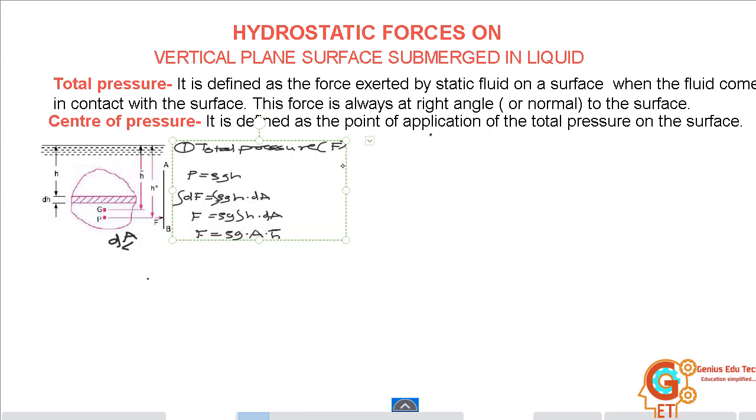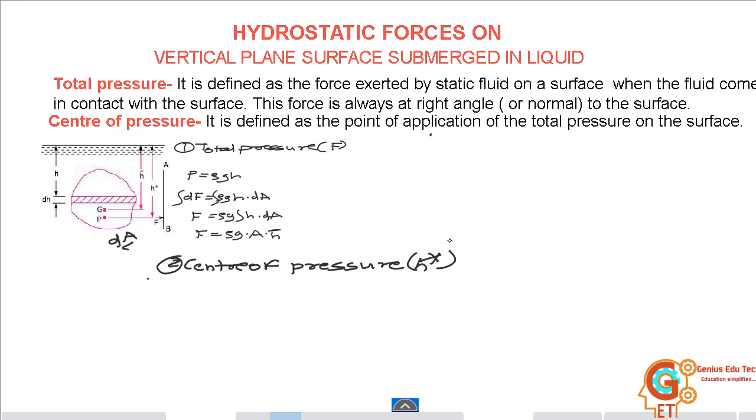Now let us go to the second part of our derivation, that is the calculation of center of pressure, which is given by H star. As we can see in this figure, the center of pressure is located at a distance H star from the free water surface or free liquid surface. The calculation of center of pressure is based on the principle of moments, which states that the moment of the resultant force about an axis is equal to the sum of the moments of the components about the same axis.